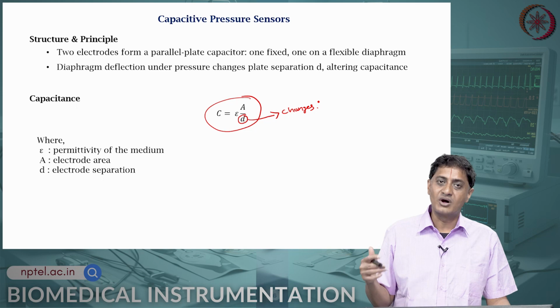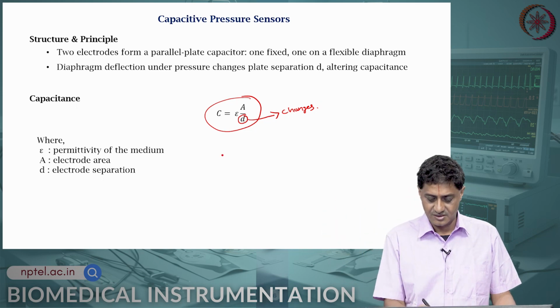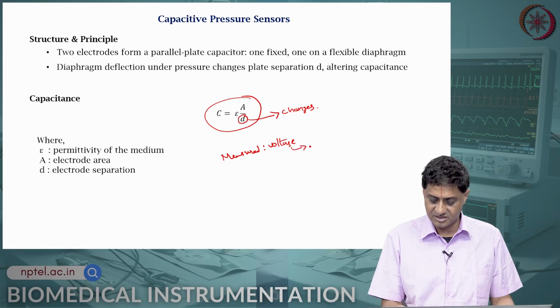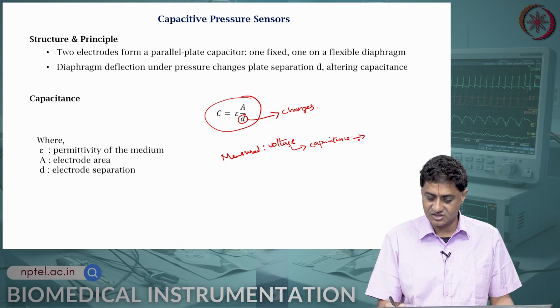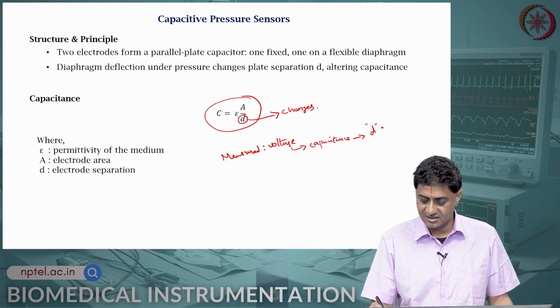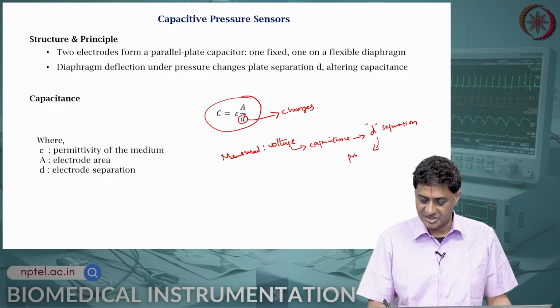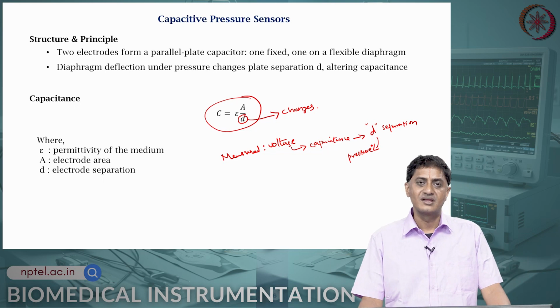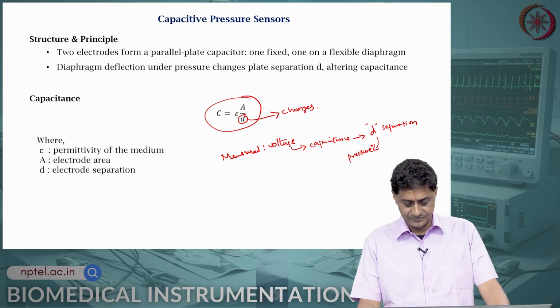So, what we are measuring is voltage, and this voltage change is caused because of a change in capacitance, and this capacitance change is caused by a change in distance d, the separation between the plates, and this distance d is caused due to a change in pressure. This is the principle of operation of this capacitive pressure sensor.